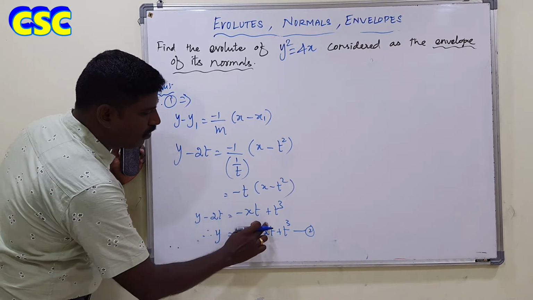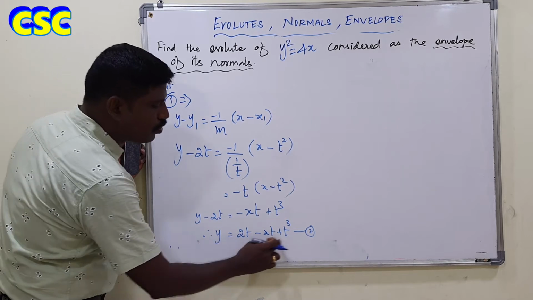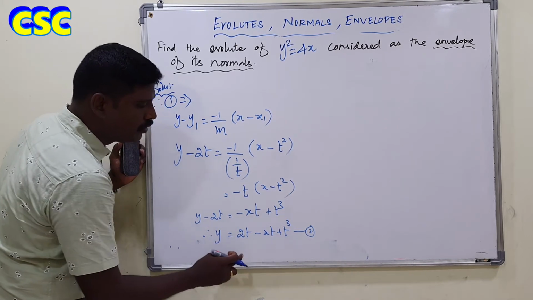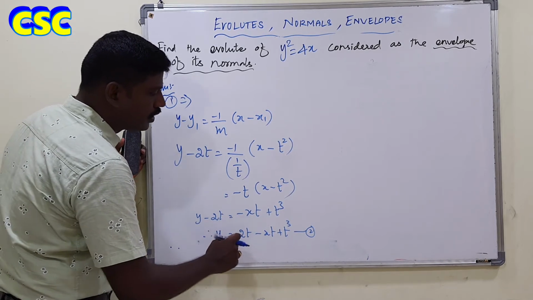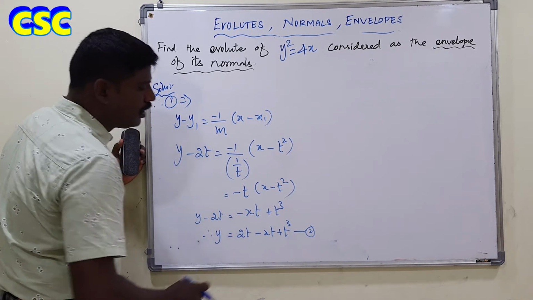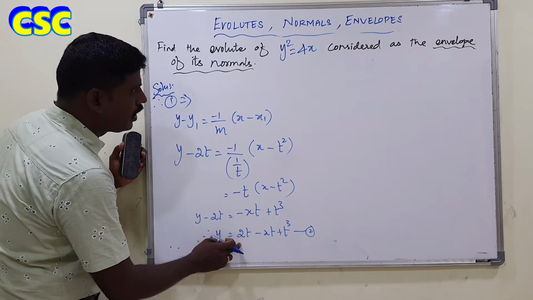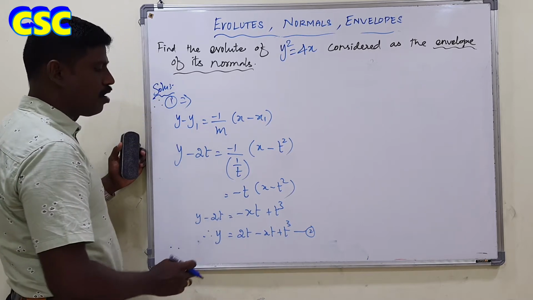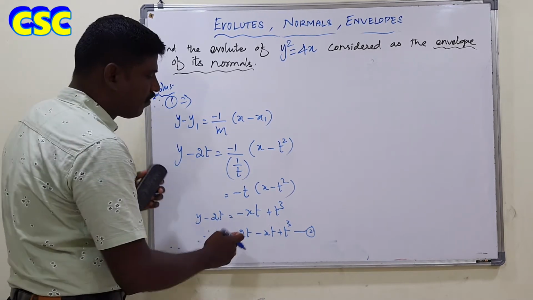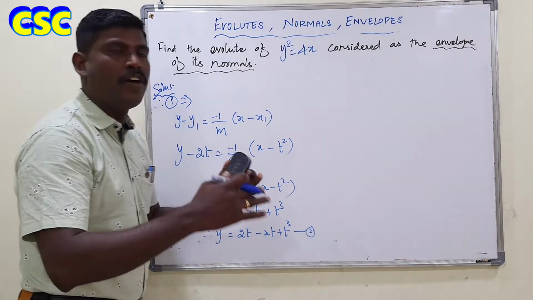Power of y is 1, power of x is also 1. So it is a homogeneous equation of degree 1 in x and y, right? So we call it a straight line. So this straight line is called the family of normals. So through the family of normals, I am going to find the envelope of all these normals.